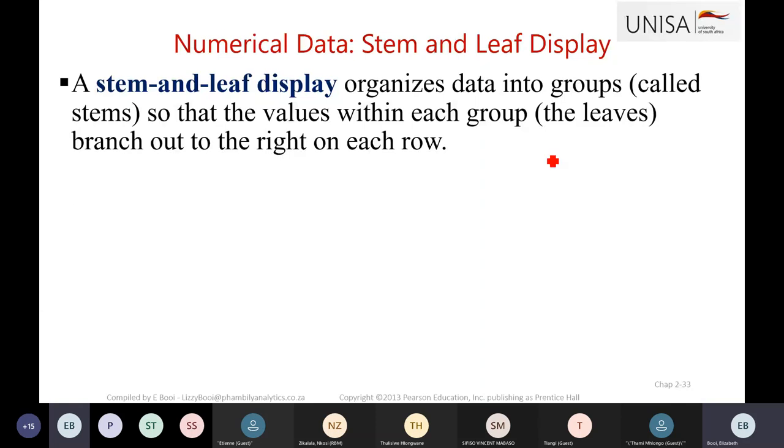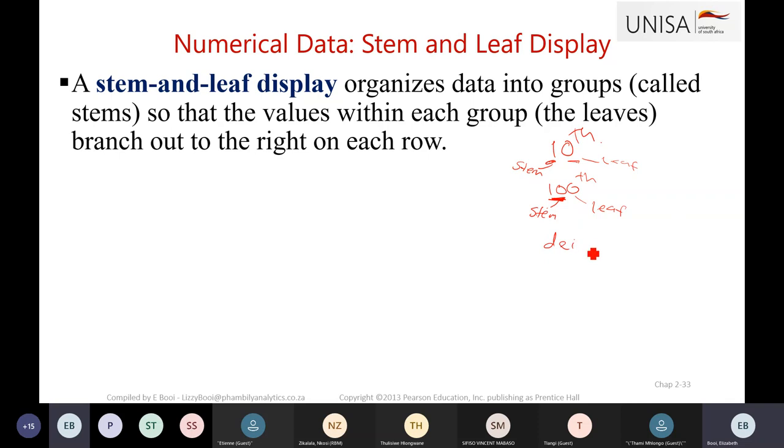So for a 10s stem and leaf plot, it means there are only two digits, one first digit and one second digit. That is a 10s stem and leaf. If it's a 100s stem and leaf, the first two digits will be our stem and the last one will be our leaf. So this is our stem and this is our leaf. The same, the first two digits will be our stem and the last digit will be the leaf.